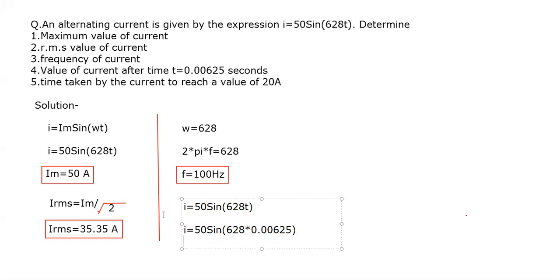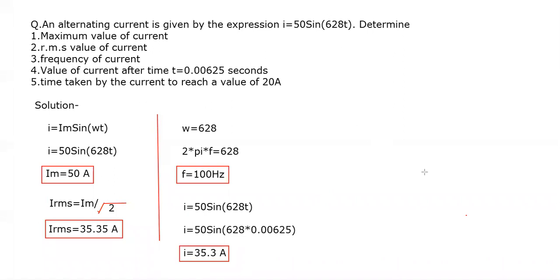So this current is 35.3 amperes. You can also calculate. So it is the instantaneous value which is asked in the question. Okay.